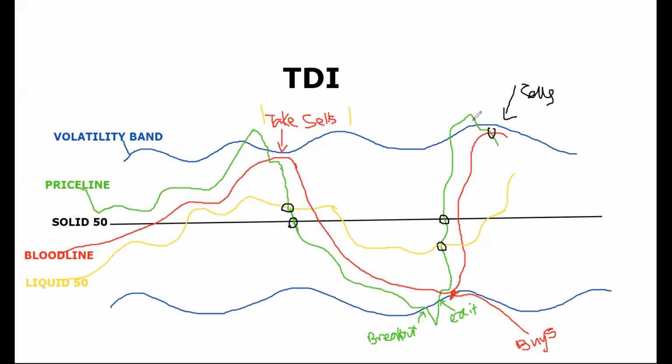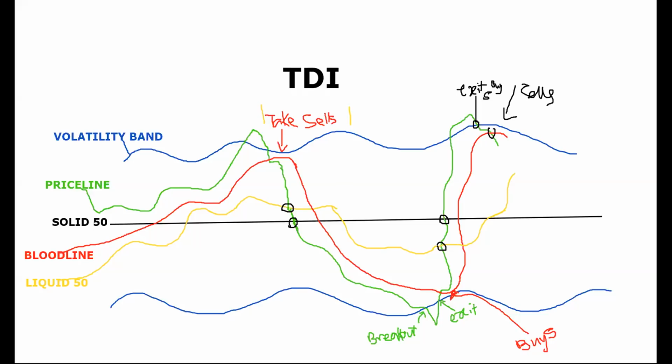Here, upon the entry here, I would exit my buys because price line touched the blue line back again. So I'll exit my buys. And the next move, when black line goes above price line, I start selling. That is it for TDI.